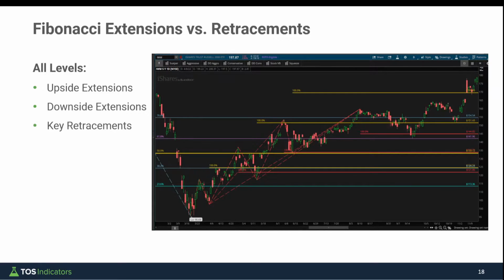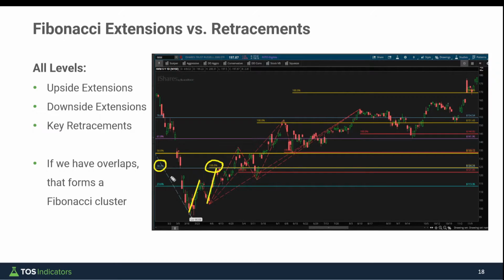Now, if you overlap this with key retracement levels, you start to get the beginnings of a Fibonacci cluster. That's where we're looking for any places where we have an overlap. One example of that, if I show you on the chart, is this level right here. That's an overlap of the upside extension level from this swing low to this swing high. We extrapolate that to the upside, which also overlaps nicely with that 382 ratio. So this is an example of a cluster. Similarly, there's a few other clusters on this chart.